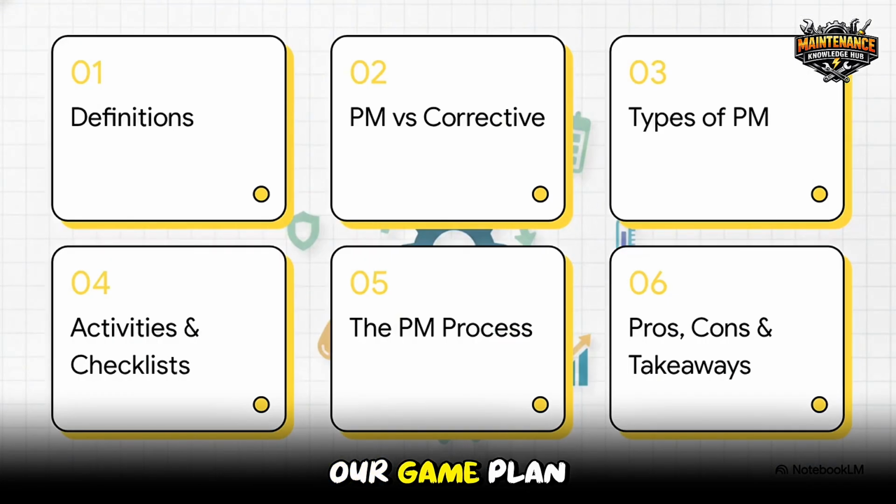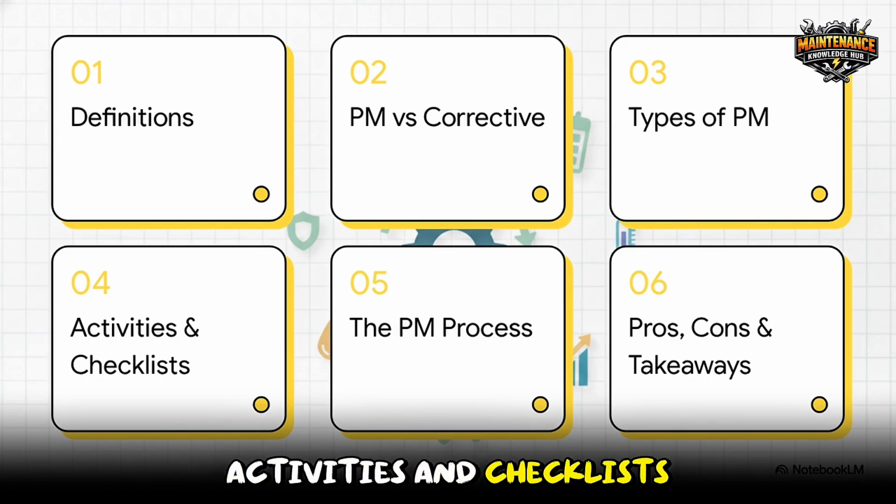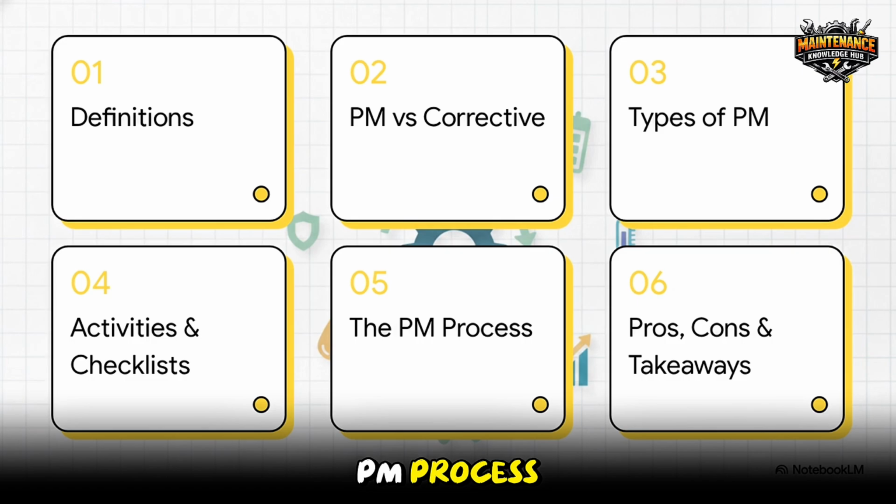So here is our game plan for this explainer. First, definitions. Second, PM versus corrective maintenance. Third, types of PM. Fourth, key activities and checklists. Fifth, the actual PM process. And finally, number 6, pros, cons, and some key takeaways.